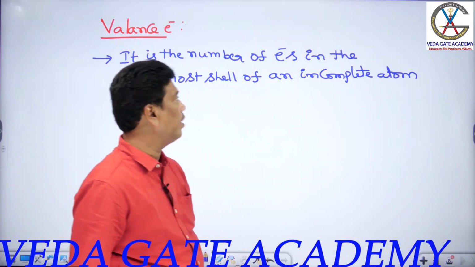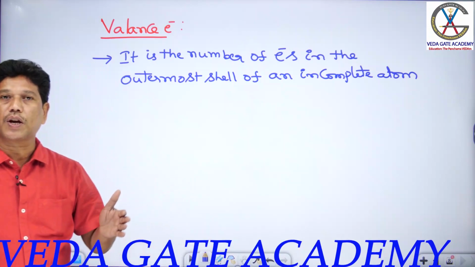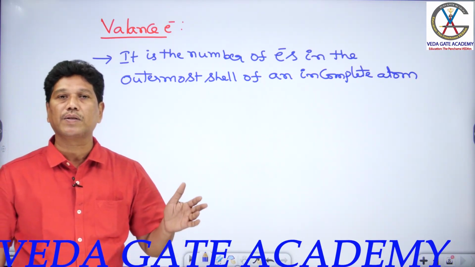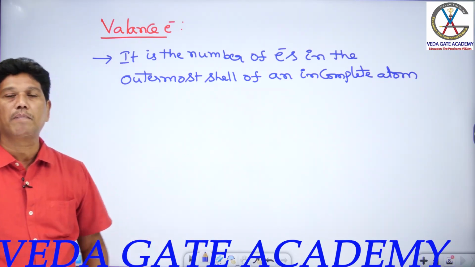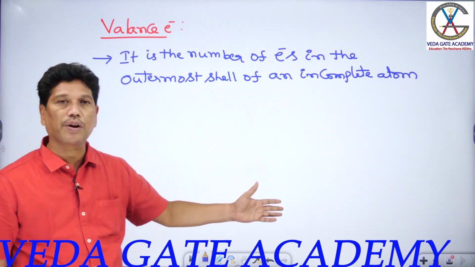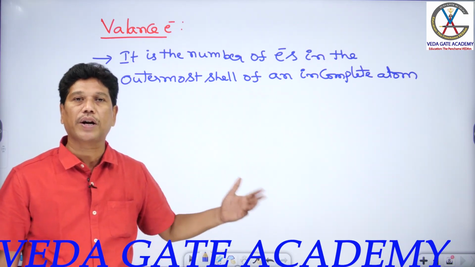They are tetravalent, in which the outermost cell contains 4 electrons. The outermost cell is incomplete there. In that incomplete outermost cell, how many electrons are there? 4. By that they are called tetravalent.